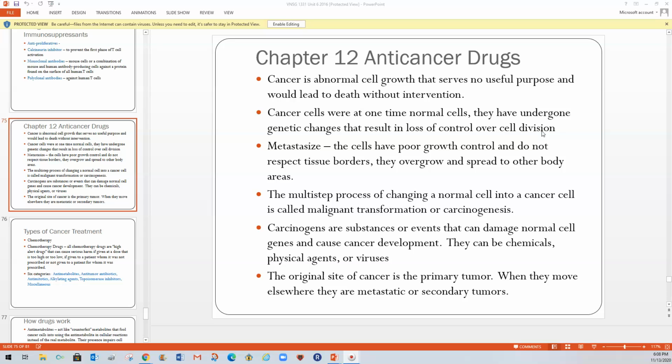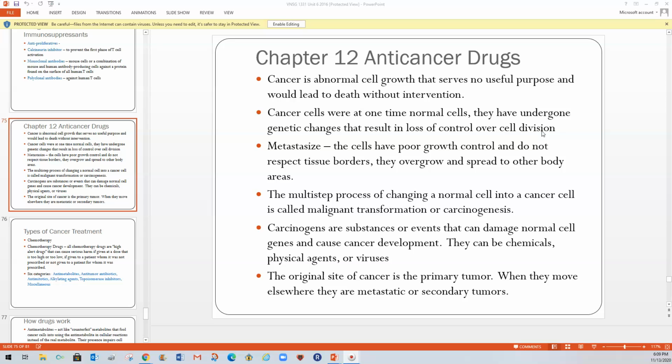Metastasize. These cells have poor growth control and do not respect tissue borders. They overgrow and spread to other areas in the body. So they have an initial site and then they metastasize. They'll go to the liver or to the brain or wherever.